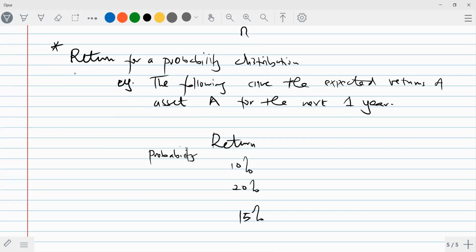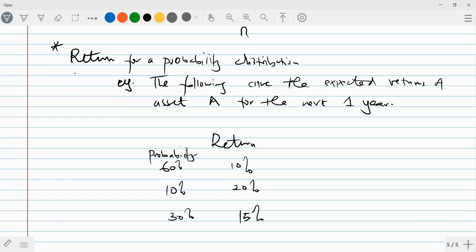Okay, the chance of getting 10% in the next one financial year, assume it is 60%. The chance of getting 20% is 10%, and the chance of getting 50% is 30%. So the outcomes are basically the probability, the chances. We can get more than one set of outcomes.